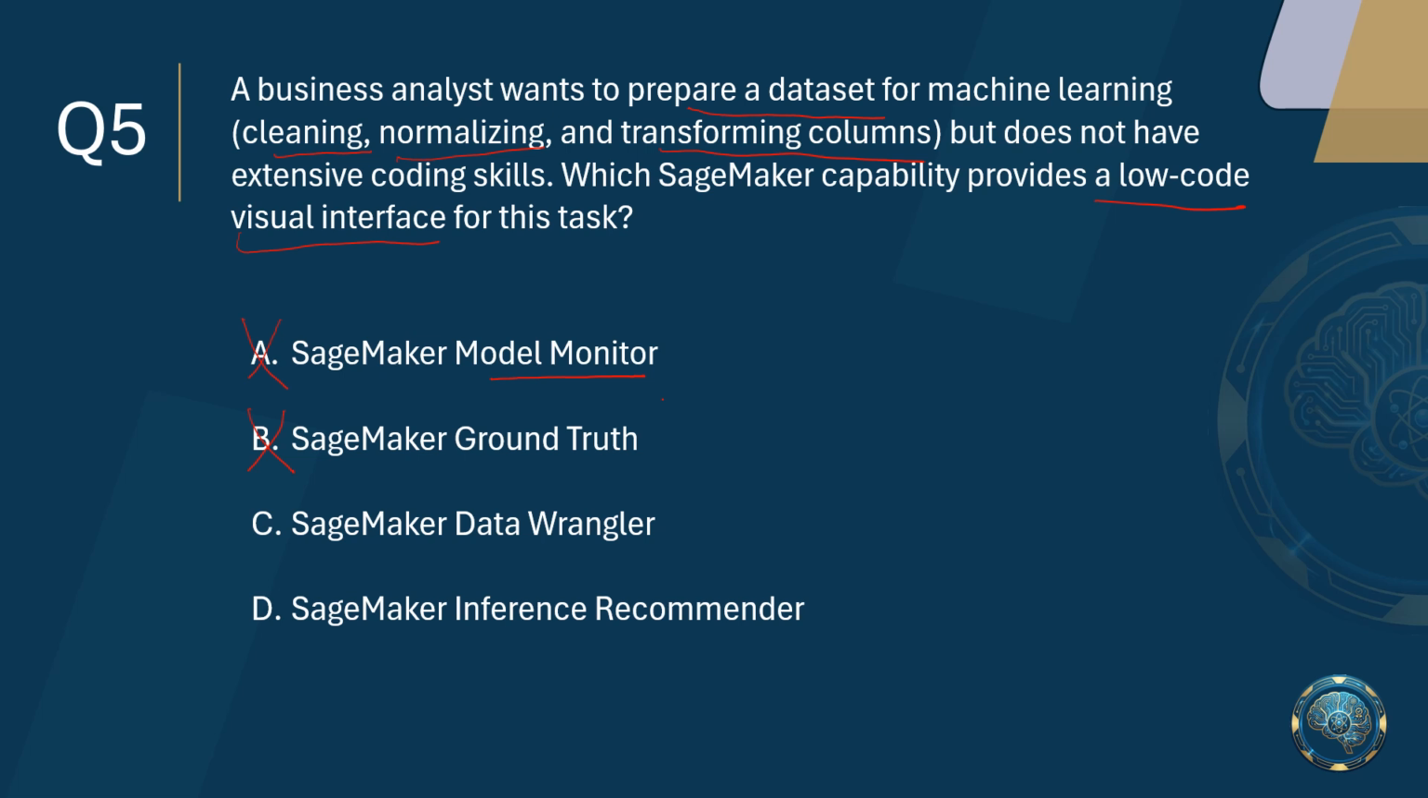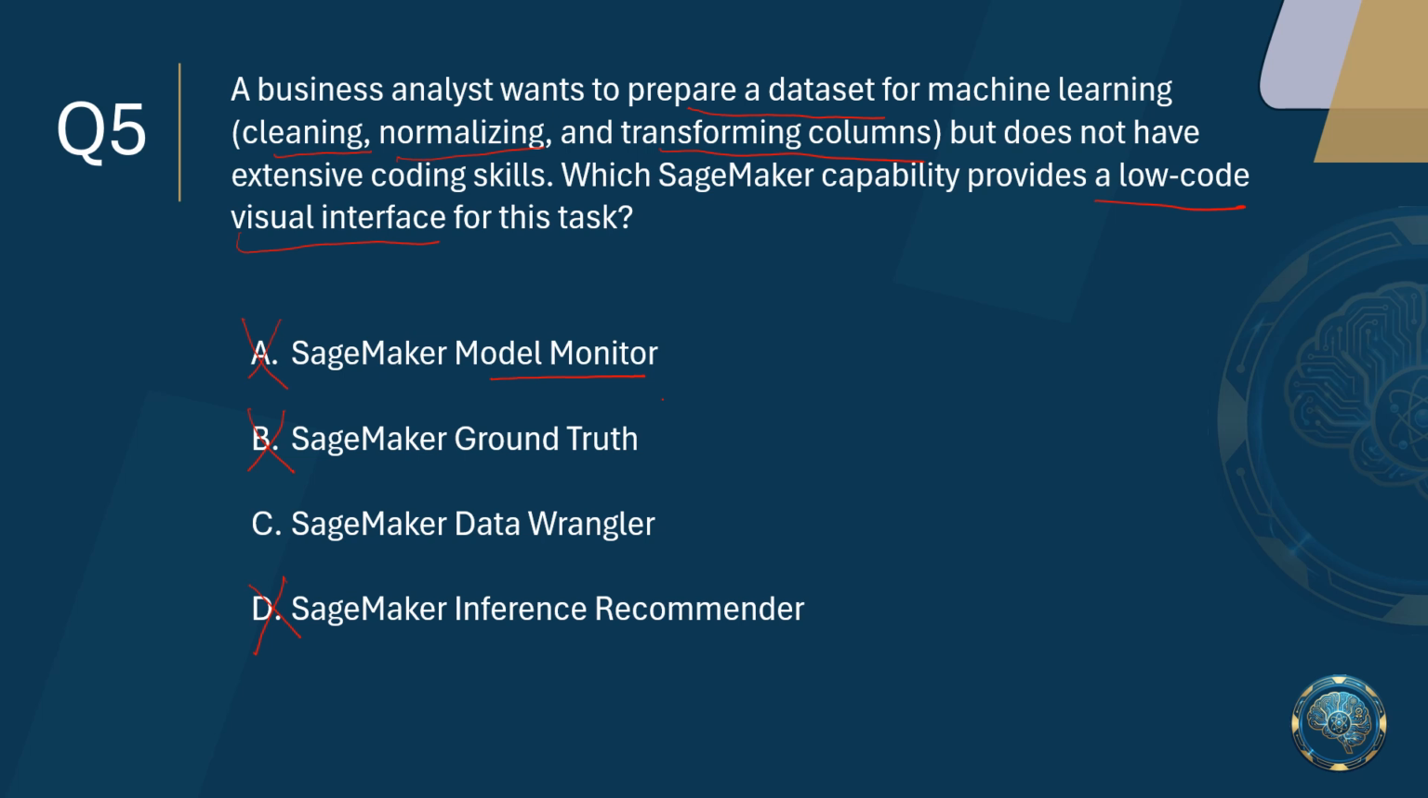And option D, Inference Recommender. This has nothing to do with data preparation. This service is needed when your model is ready and you want to find out what kind of inference is needed. This will tell you what kind of instance type, how many instances, what kind of deployment option is needed, which ideally helps you to save cost. So for the given context, this is not the right option either.